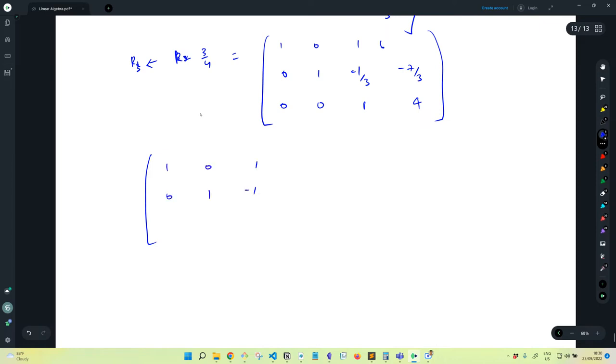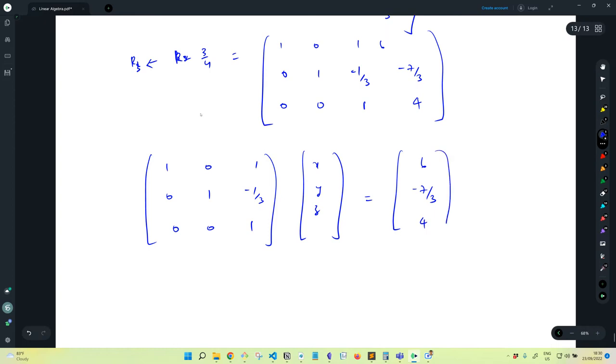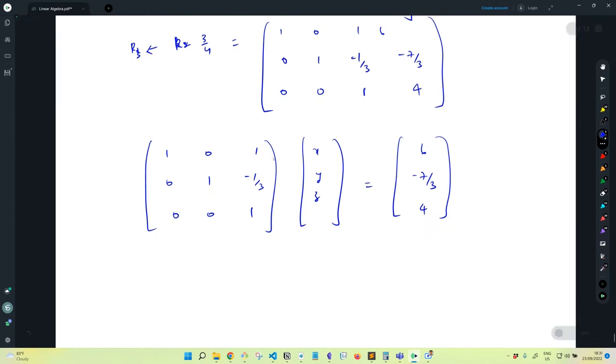Then what will happen? 1, 0, 1, 0, 1, minus 1 by 3, 0, 0, 1 into x, y, z equals 6, minus 7 by 3, 4. Hopefully I have not made any mistakes now. I think from here if you do back substitution you will get the answer. Okay, I hope this is okay.